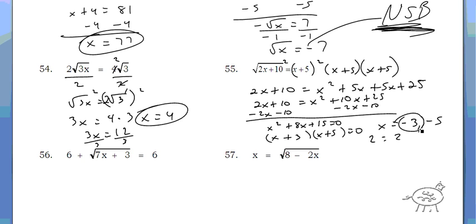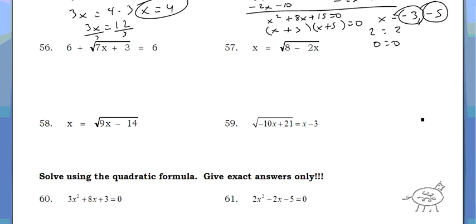Let's put the negative 5 in there. 2 times negative 5 is negative 10 plus 10 is 0. Square root of 0 is 0. And negative 5 plus 5 is 0. So 0 equals 0. So this one's good too. So those are my two answers. Okay?